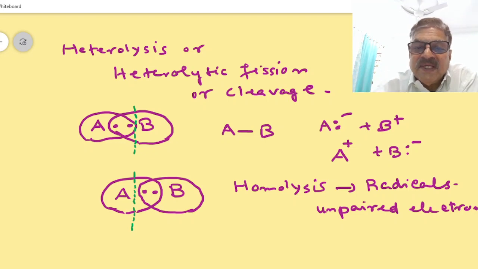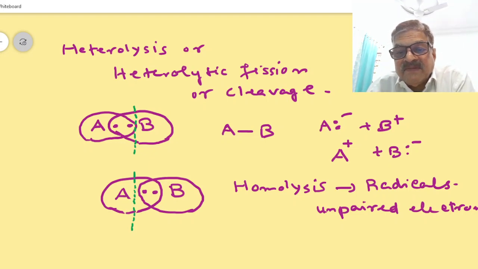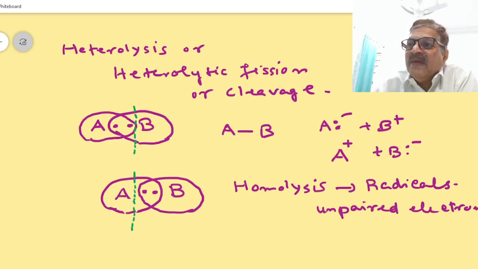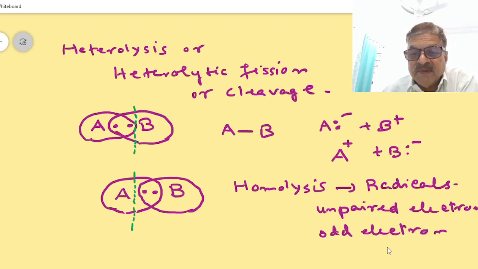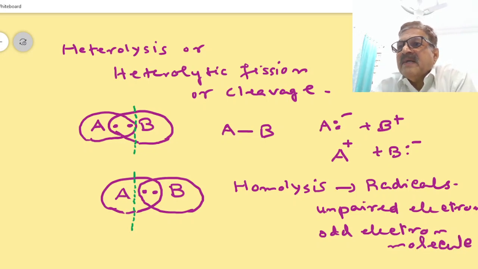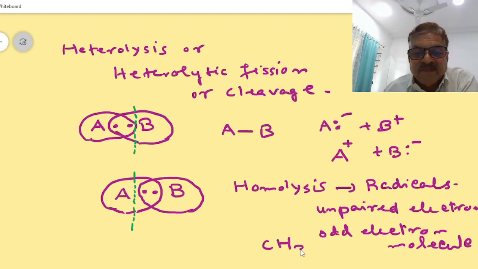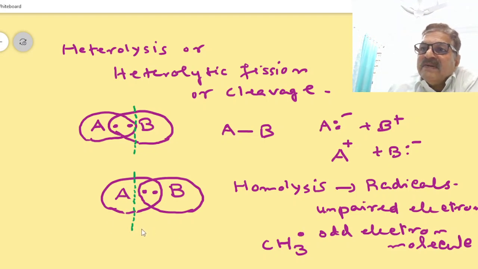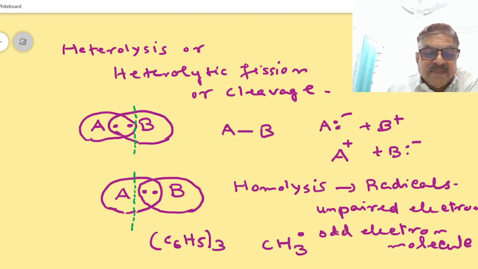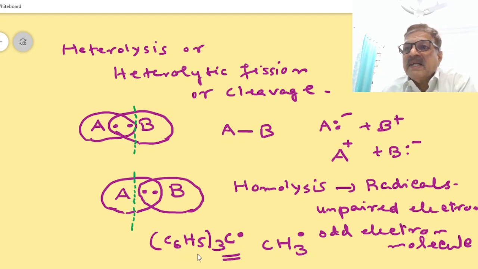Okay. So, homolysis generates free radicals. Radicals or free radicals are odd electron molecules. That means only one electron is there, that is, the unpaired electron. Correct. So for example, CH3 with one electron here. That is the methyl radical. Then we can have even the triphenyl methyl radical. These are all important radicals here. Methyl radical, then triphenyl methyl radical, and all these kinds of things.